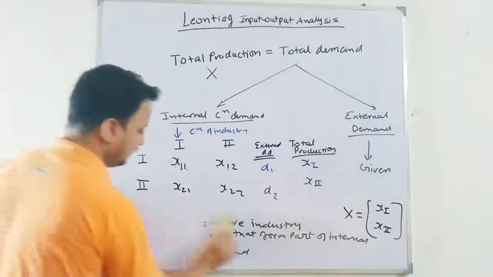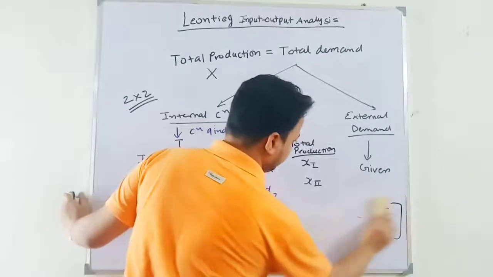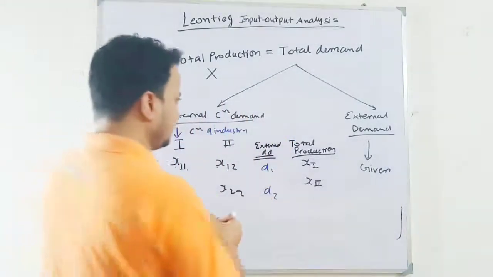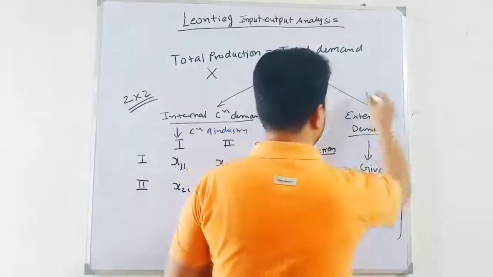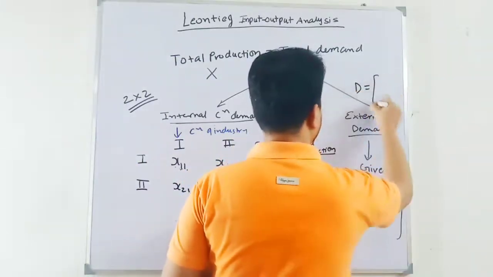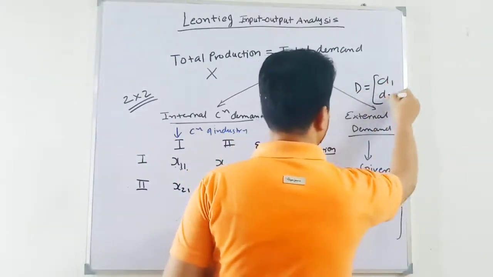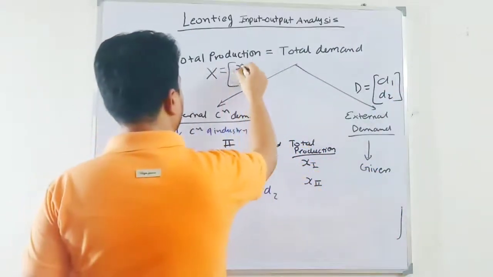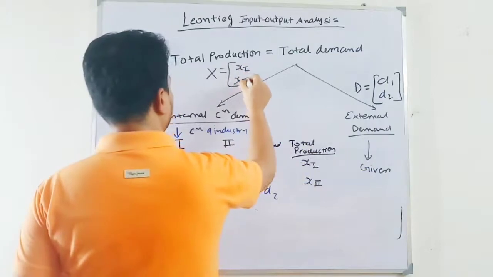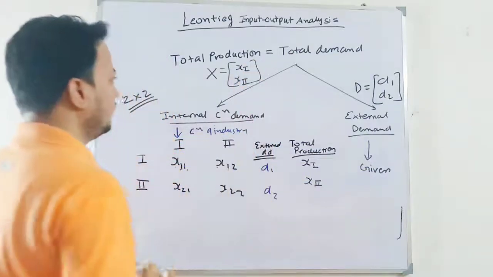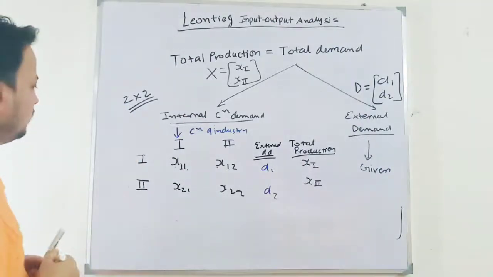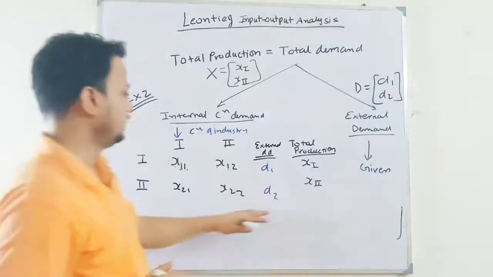Now I move this thing. And this external demand is represented by capital D. Since we are considering two sectors, I will write D1, D2. And total production, I will write X1 and X2, in quantum matrix form, or you can say quantum vector also, no problem. So you have this thing here.